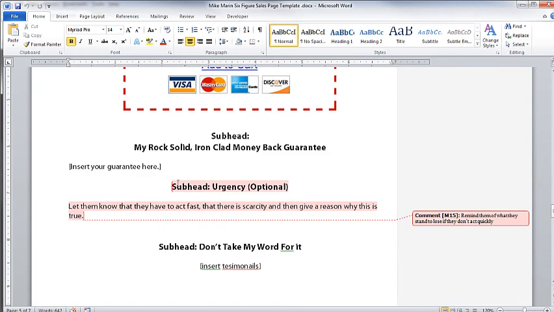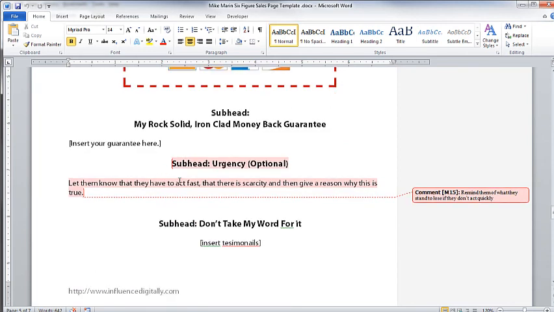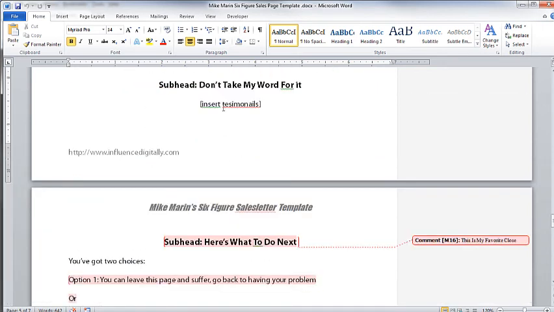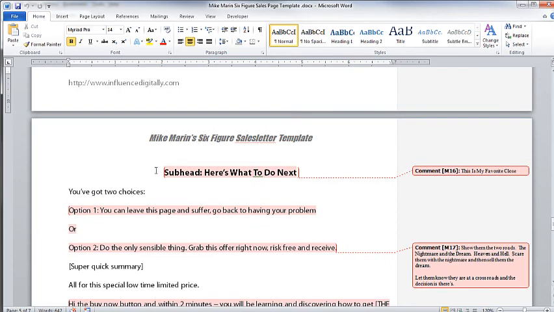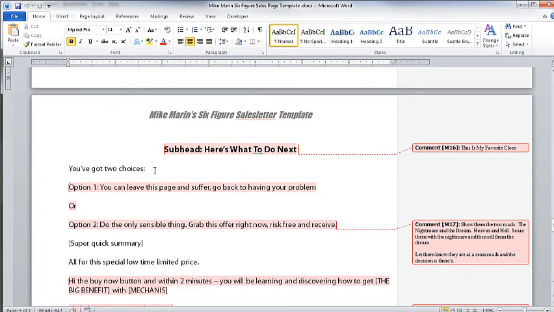Button, then your guarantee, then your urgency, which is optional, but I highly recommend it. Like, what's going to get them off the fence. Then don't take my word for it. Testimonials. And then the close, which is, I always use a crosswords close.